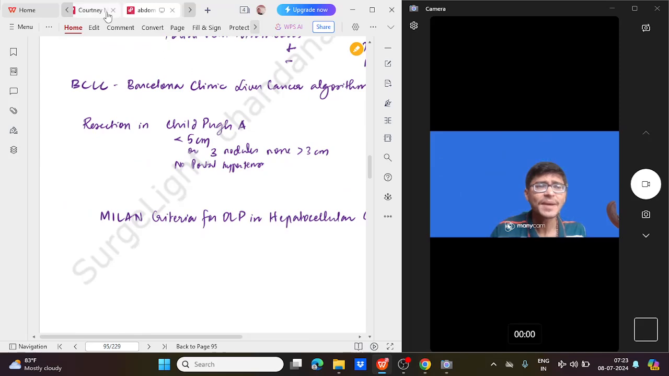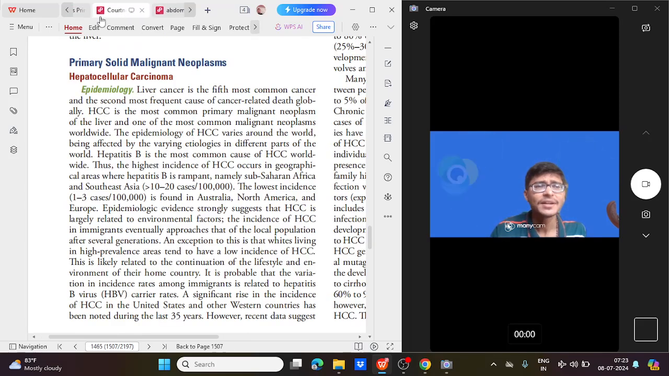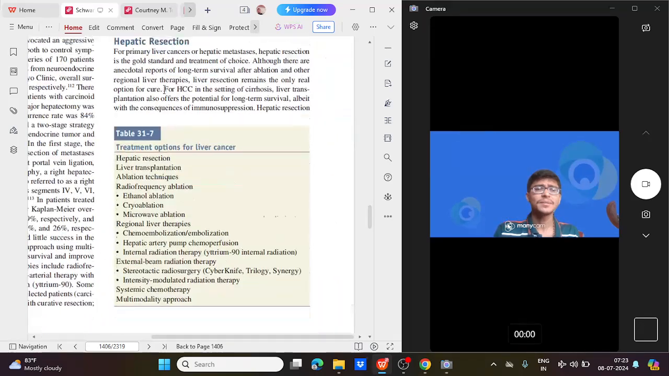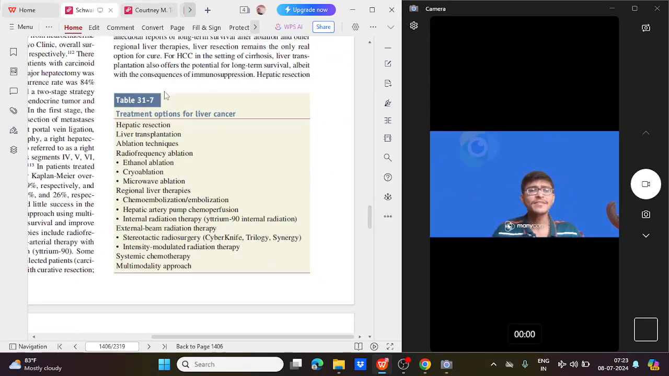Then we have the management. In the management, we have various modalities like resection, which will be curative, followed by liver transplantation in case where we have less reserve. Ablation technique, radiofrequency ablation, ethanol, cryoablation, microwave ablation, regional liver therapies, chemoembolization, chemoperfusion, internal radiation therapy, stereotactic radiosurgery, and intensity modulated radiation therapy, systemic chemotherapy, and multimodality approach.